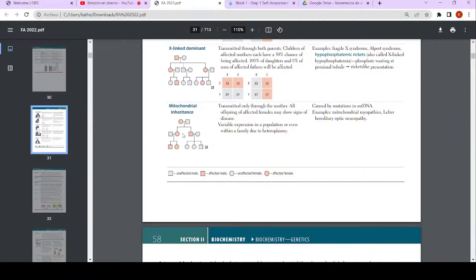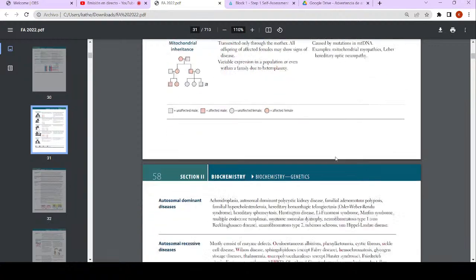So here you have it. The good example: this man who was affected could not pass it on. The girl passed it to both. But there is variable expression in the population, even within the family, due to heteroplasmy. They ask you about this a lot. Examples: mitochondrial myopathies, Leber hereditary optic neuropathy.